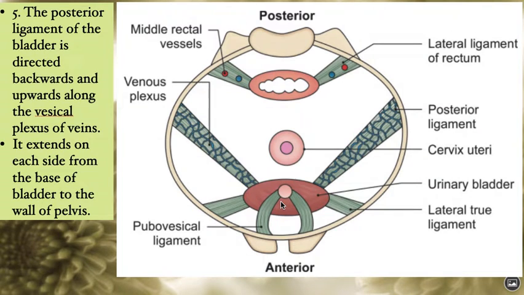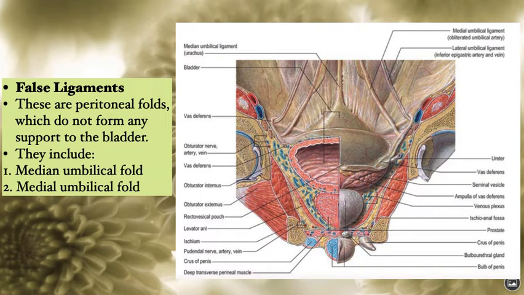Right. This is the bladder over here. You can see the pubovesical ligament. Then we have the lateral true ligament of the bladder. We also have the posterior ligament, which we'll just talk about. It is directed backwards and upwards along with the vesical plexus of the veins. It is extending on each side from the base of the bladder to the wall of the pelvis.